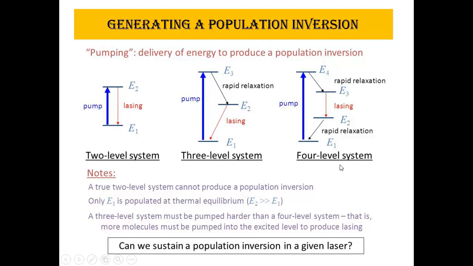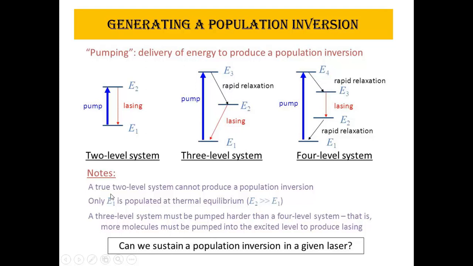Now what is a four level laser? Whenever you have the rapid relaxation in a particular metastable state and they are coming down not to the ground state but to another state which is above the ground state, this kind of laser, giving you the lasing action between the states of the excited and the ground state, will be called a four level laser.